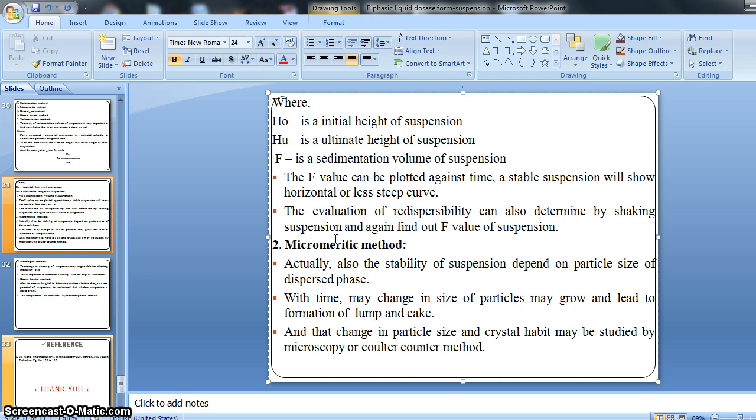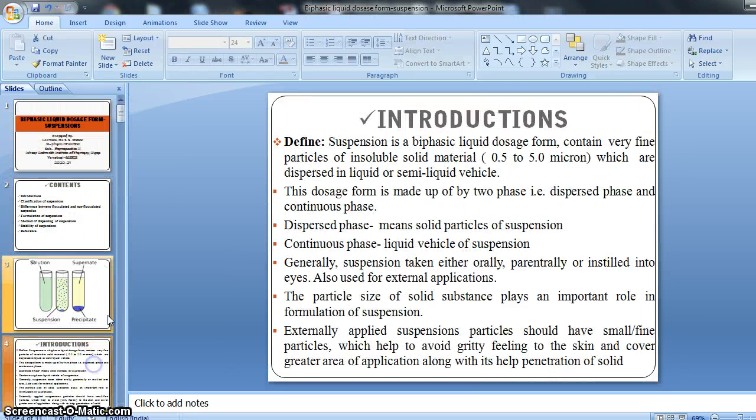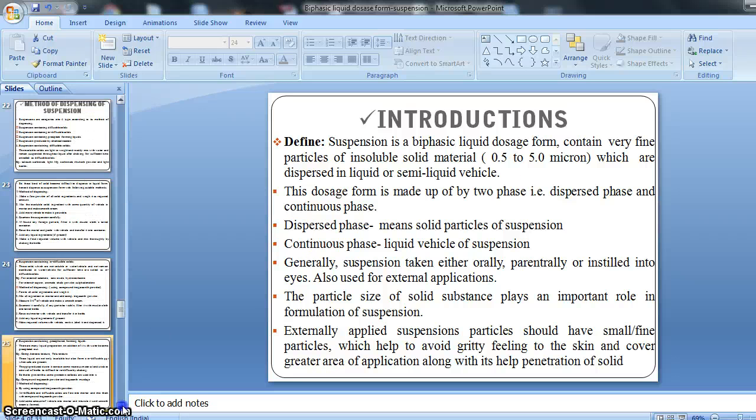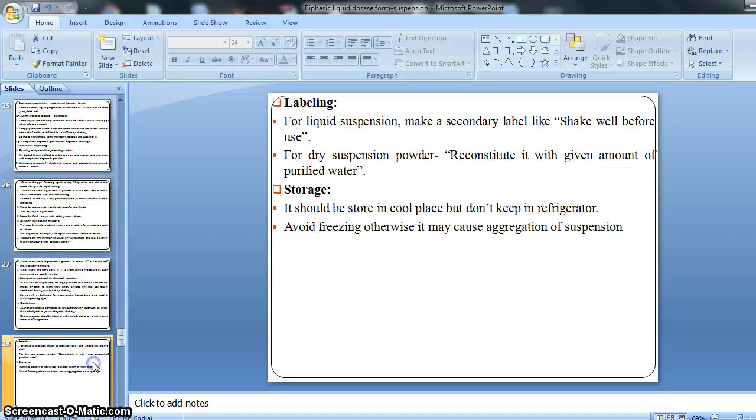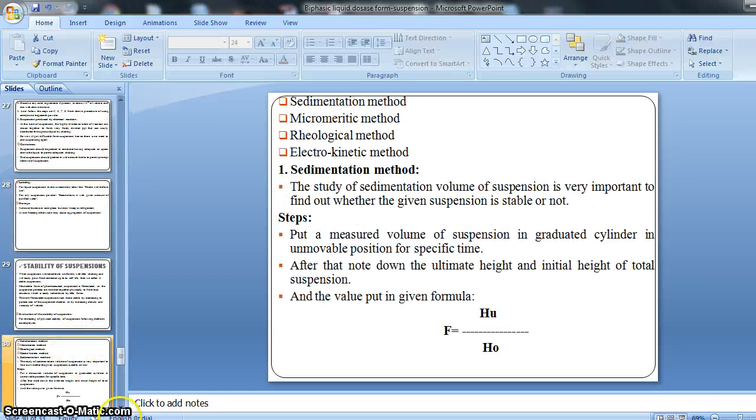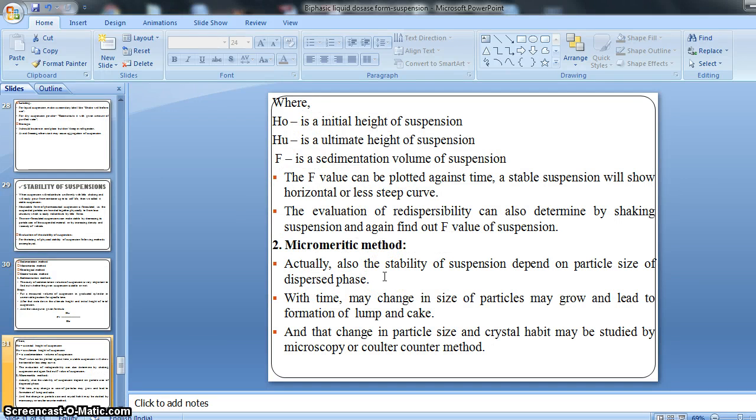If our particle size is in the range of 0.5 to 5 micron, this is our official range, that the particle size of solid material should be between 0.5 to 5 micron for getting a stable suspension, right? So the micromeritic method is the one by which we can determine how much our particle size is.